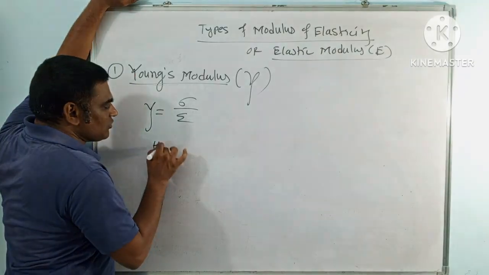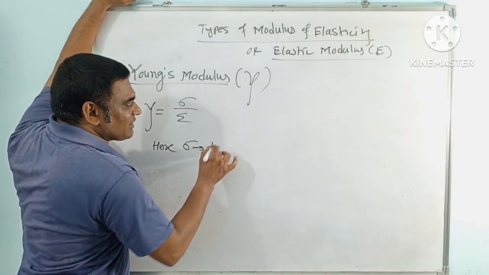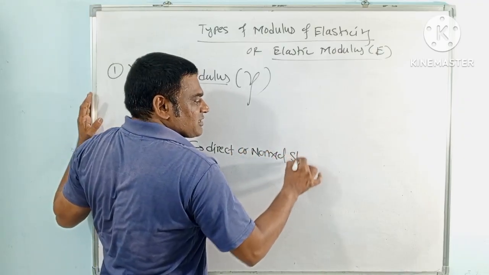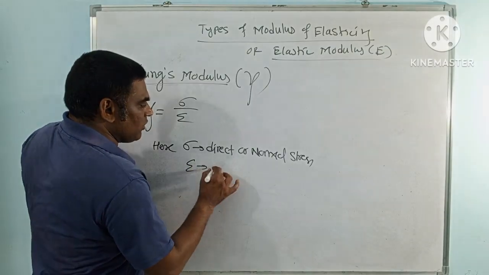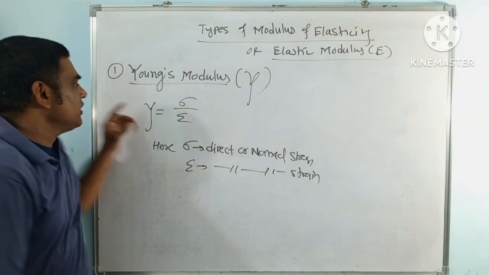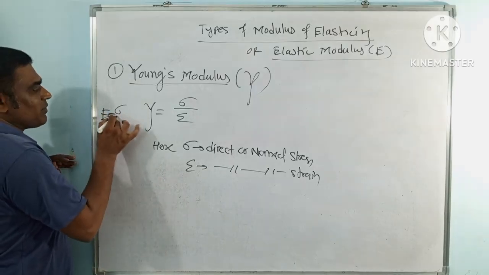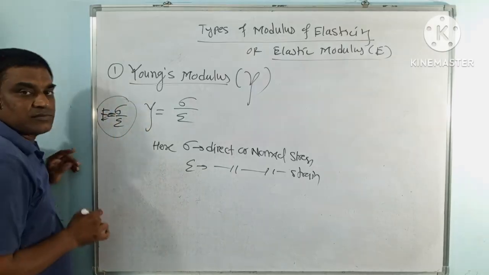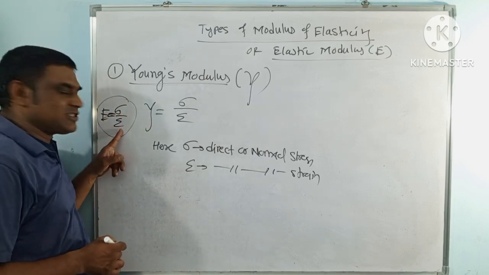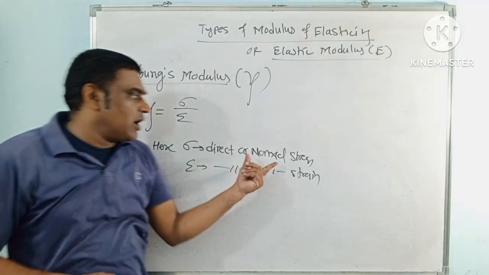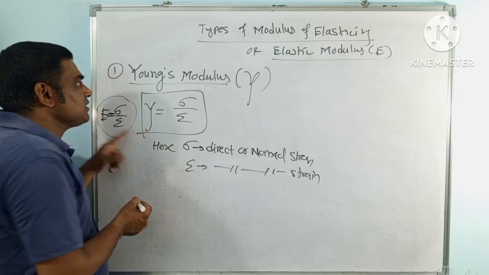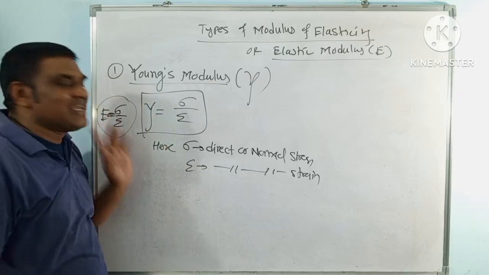Here, what you have to remember is, this is the direct or normal stress, and this is also the direct or normal strain. Then we can say this modulus of elasticity. Basically, modulus of elasticity is stress by strain. For stress there are sometimes, strain there are sometimes. If direct stress divided by direct strain, then it becomes modulus of elasticity. We will call it Young's modulus.